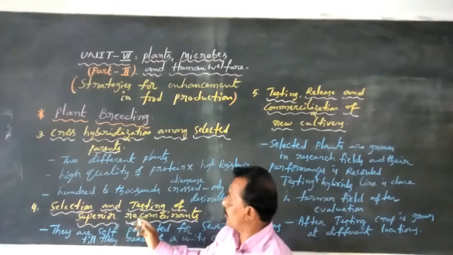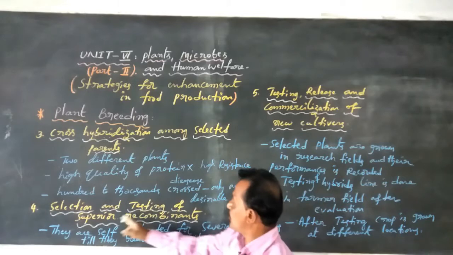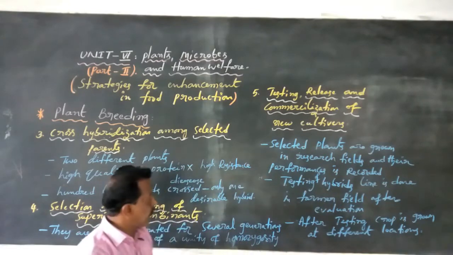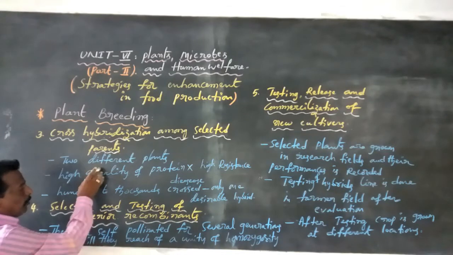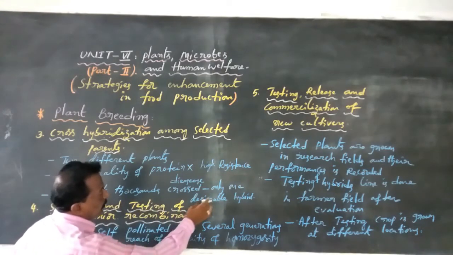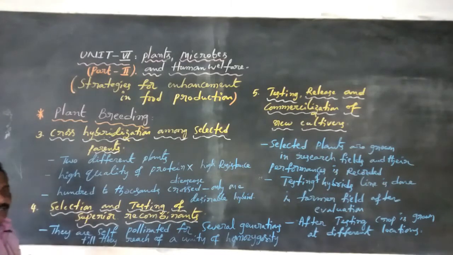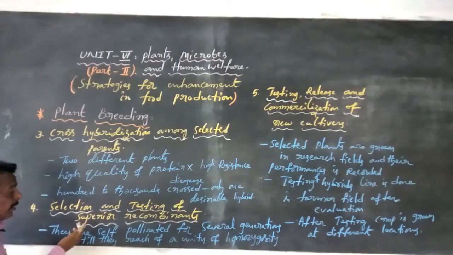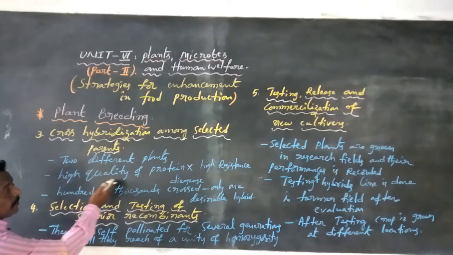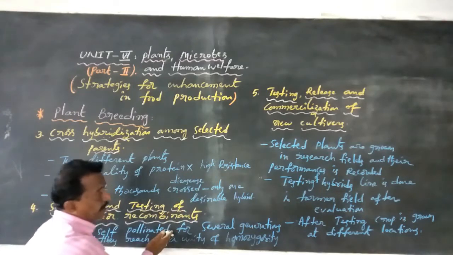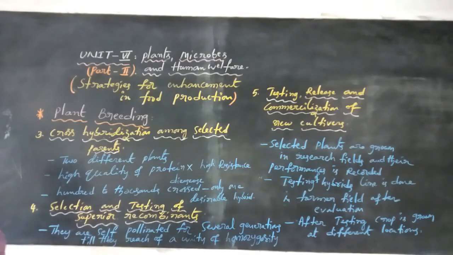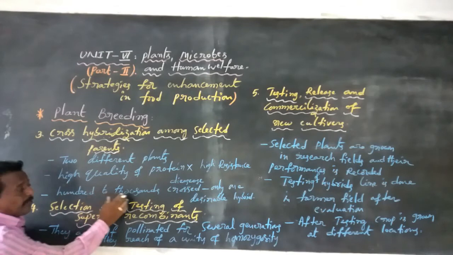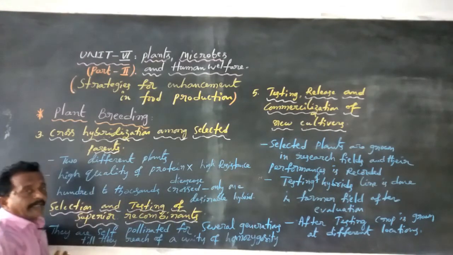Now, the fourth step is selection and testing of superior recombinants. Some desirable hybrid plants have already been developed. These desirable hybrid plants have both of their parental characters, high quality of protein and high disease resistance. That is called superior recombinants. Finally, some desirable hybrid plants result.